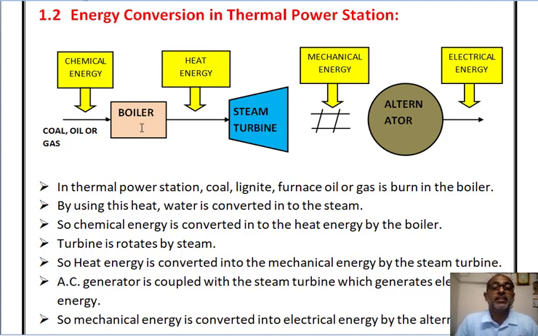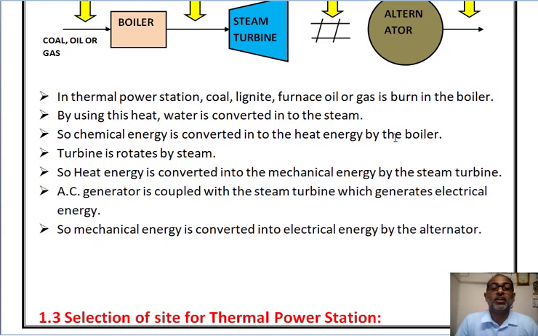Now the steam produced in this boiler is applied to the steam turbine. Due to this steam, the turbine rotates. So this heat energy is converted into mechanical energy by the steam turbine. Now an alternator, that means an AC generator, is coupled with this steam turbine and generates electrical energy. So the mechanical energy is converted into electrical energy by this alternator.